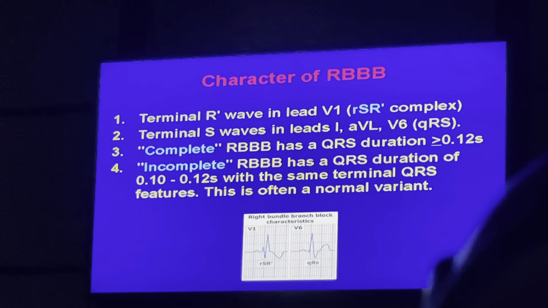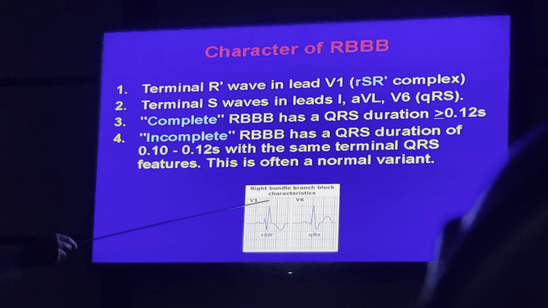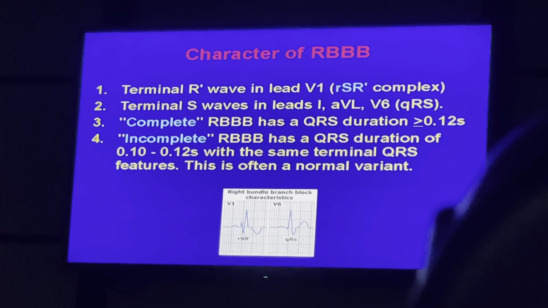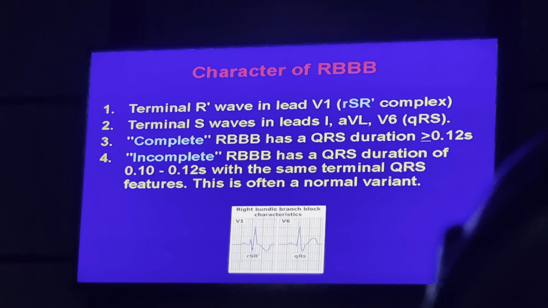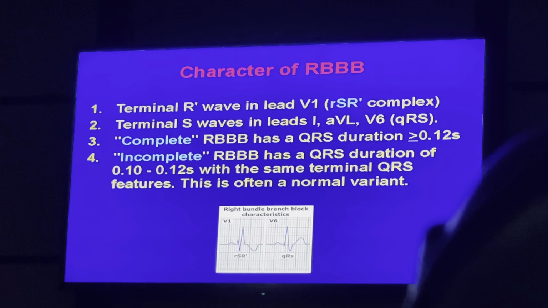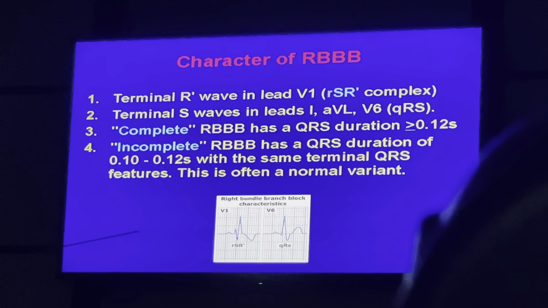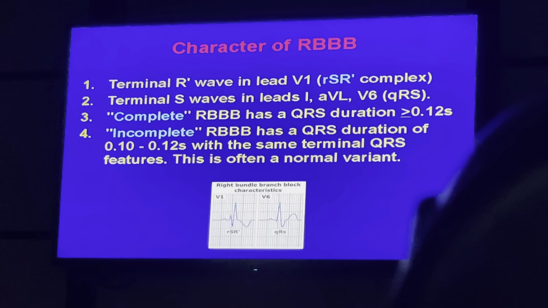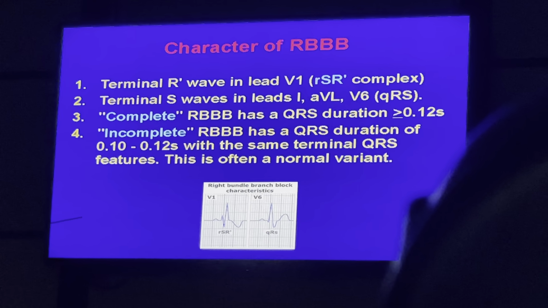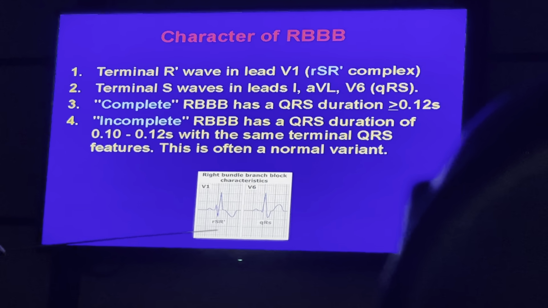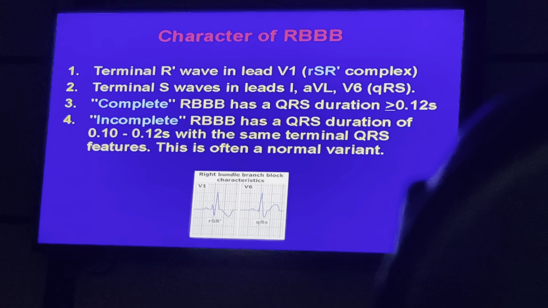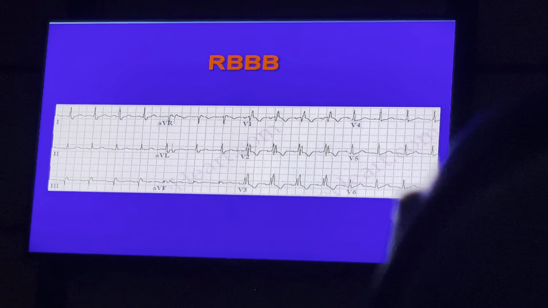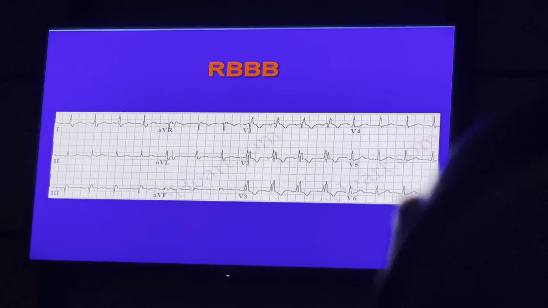Whenever you describe the bundle branch block, just see this lead. If this lead has got a dominant R and the QRS complex is more than 3 small squares wide, this is right bundle branch block. And if there is a QS pattern and QRS is more than 3 small squares wide, it is left bundle. So this is the only lead, V1, which you see and decide whether it is left bundle branch or right bundle branch. Next, so what is this? Right bundle branch block.